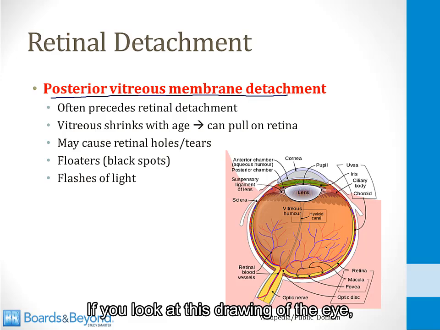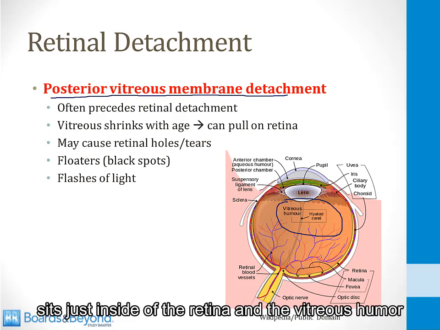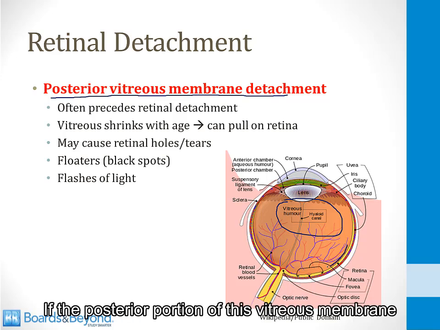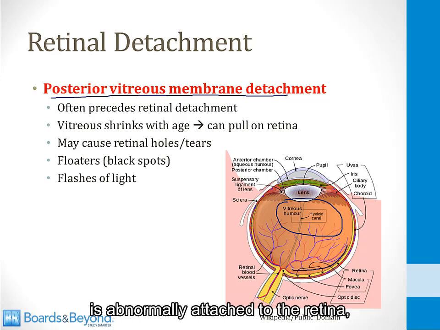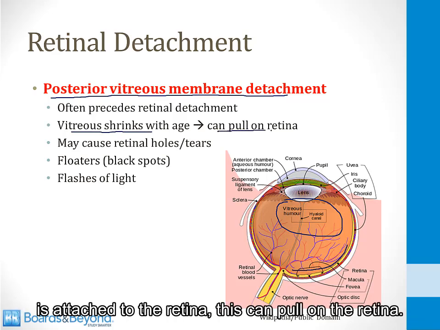If you look at this drawing of the eye, you will notice that the vitreous humor sits just inside of the retina, and the vitreous humor is surrounded by something called the vitreous membrane. If the posterior portion of this vitreous membrane is abnormally attached to the retina, it can lead to a retinal detachment. The way this occurs is that the vitreous normally shrinks with age, and if the vitreous membrane is attached to the retina, this can pull on the retina.